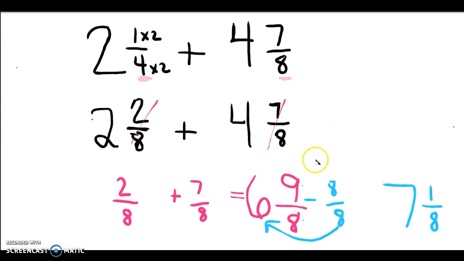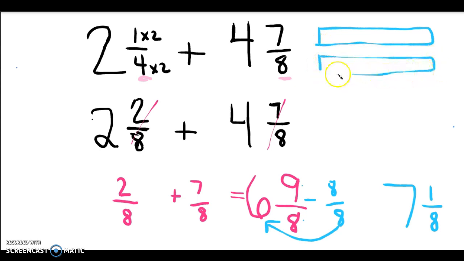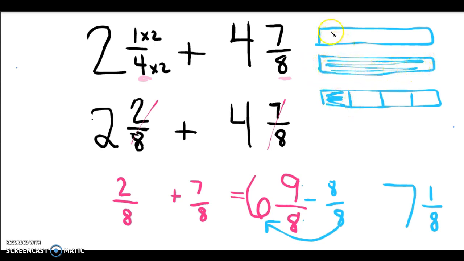Can you do this with a picture method? Absolutely. If you like fraction strips, number lines, anything like that, I could have drawn 2 wholes and 1/4 and added that to 4 7/8 and counted up my answer. So any strategy you like that works for just fractions will also work for mixed numbers. I just need you to think about that final answer. Is it written in simplest form? If you've done that, you are good to go.